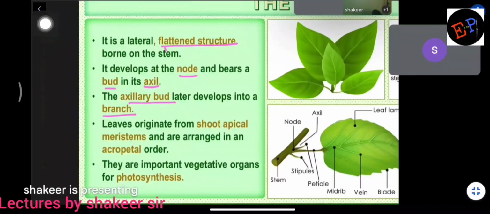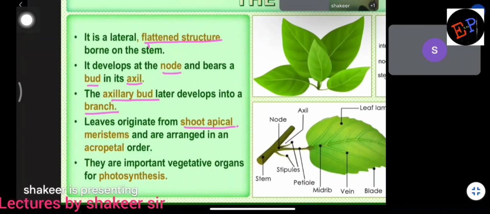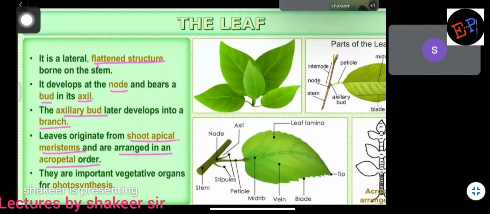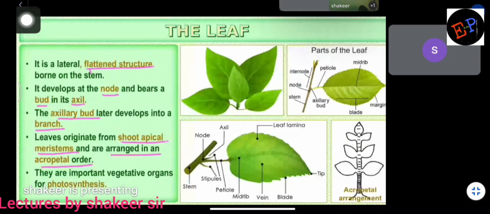So, leaves originate from shoot apical meristems and are arranged in an acropetal order. Okay. So, from where will leaves arise? Leaves will originate from shoot apical meristems. What is meant by meristems? Those cells which divide continuously are called meristems. So, the shoot apical meristem is at the topmost position. From the shoot apical meristems, leaves originate, and they are arranged in which order? They are arranged in acropetal order.